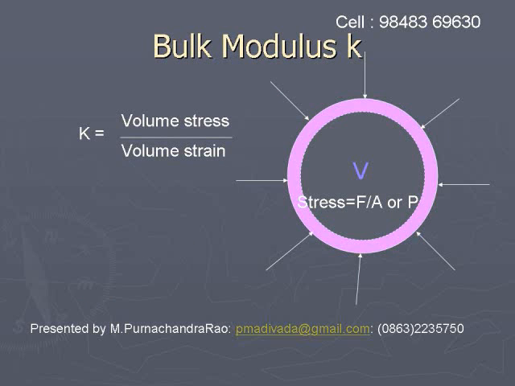Bulk modulus K is equal to volume stress by volume strain. So K is equal to F by A divided by minus delta V by V. I will explain why I have taken the minus sign here. So K becomes equal to minus PV by delta V, since pressure P is equal to F by A in the case of bulk deformation. So F is equal to minus PV divided by delta V.